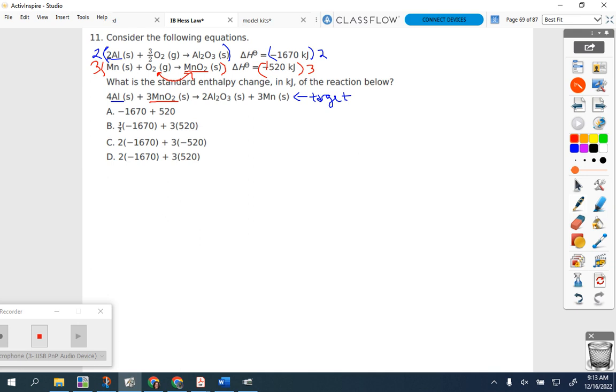And once you've figured that out, especially in a multiple choice question, once you've figured out the locations, what you have to flip and multiply, you don't have to rewrite the whole thing out. Like if they're not going to give you something super tricky that isn't going to cancel out. So if you identify either 2 reactants or a couple of products, however many things it's going to take you to identify what you need to do with each equation, then you can just take the enthalpies and figure it out. So we're going to have 2 times negative, we're keeping this negative, so 2 times negative 1670, and then 3 times 520, but we're making that positive. So it should be D.